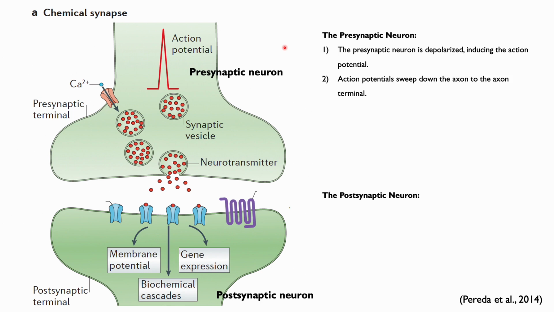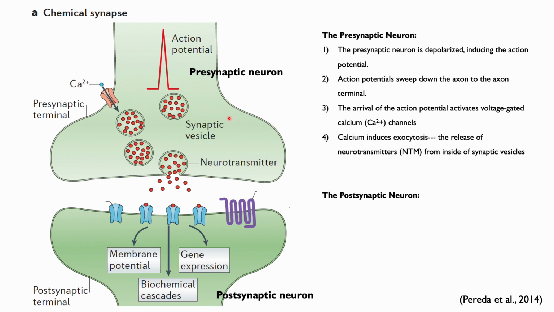When it reaches the axon terminal, action potentials can actually induce the opening of voltage-gated calcium channels. The activation of these calcium channels allows calcium to rush into the neuron, and calcium performs something known as exocytosis. This is the release of neurotransmitters from inside synaptic vesicles. Now, if you remember, I've talked about how synaptic vesicles function like boats. They carry the neurotransmitters from the axon hillock down to the axon terminal.